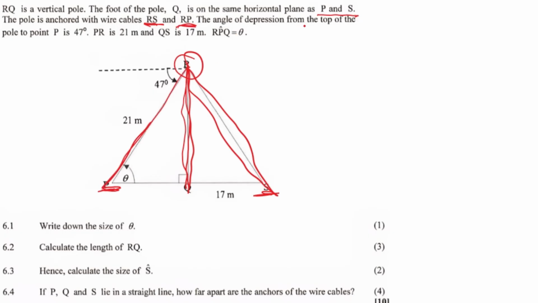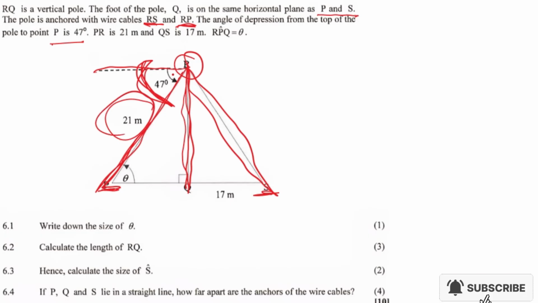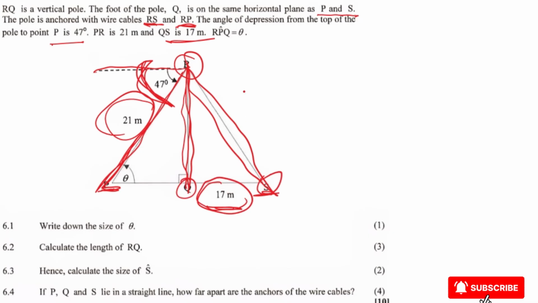The angle of depression from the top of the pole to P is 47 degrees. Angle of depression. So this is the angle. All right. This is the angle which is 47 degrees. PR is 21 meter, so the length of PR here is 21 meter, and QS is 17 meter. So we have got QS, which is 17 meter, so this is QS, 17 meter.